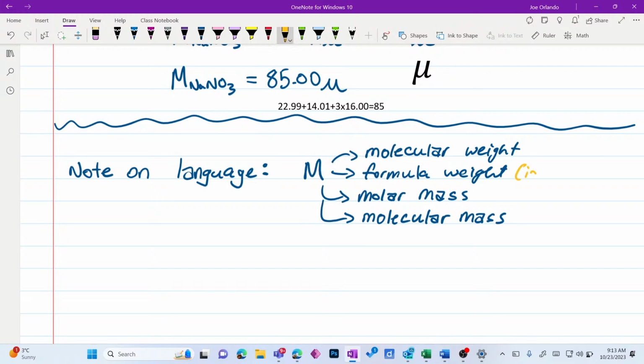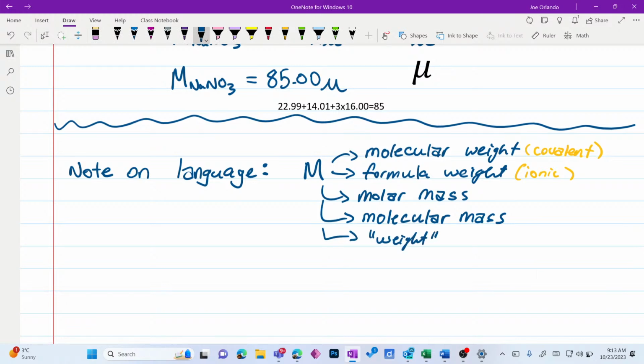Specifically, we use formula weight when we're talking about ionic compounds, because ionic compounds are big dumb rocks, right? Remember that? So they can just keep growing and growing and growing. There's no individual molecules in a big dumb rock. So for ionic compounds, we can't say molecular weight because there aren't really molecules. There's no discrete things. Molecular weight we use for covalent. You'll see these other terms. They're all synonymous. And sometimes, very often, you'll just see weight.